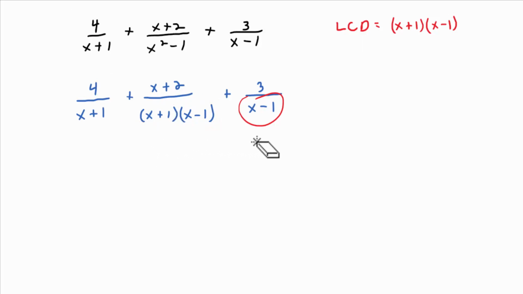Okay, does everybody understand how to find the LCD? And the next thing to do is to get each term in terms of the LCD. Each fraction in terms of the LCD.